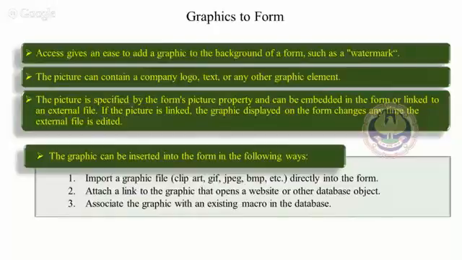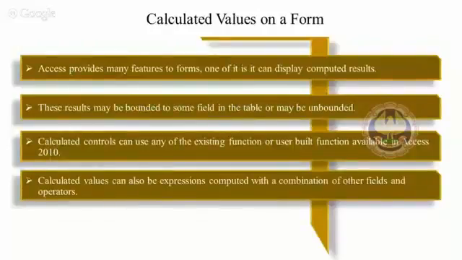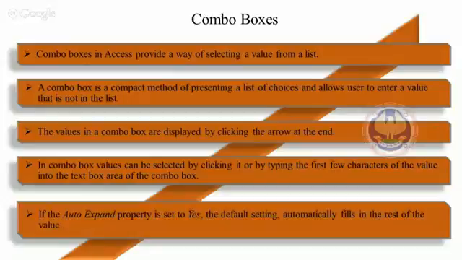Now coming back to where we were in our presentation, that is about the graphics. The calculated values in a form. Now when we set calculated values, we also said on the query result set. Again, we can do the same thing. We can show them that Access provides many features to forms. One of it is it can display the computed results even on a form in an unbounded control. These results may be bounded to some field in the table or may be unbounded. Calculated controls can use any of the existing function or user-built function available in Access. Calculated values can also be expressions computed with a combination of other fields and operators. Yes, we need to show them all the different kinds of operators that are possible.